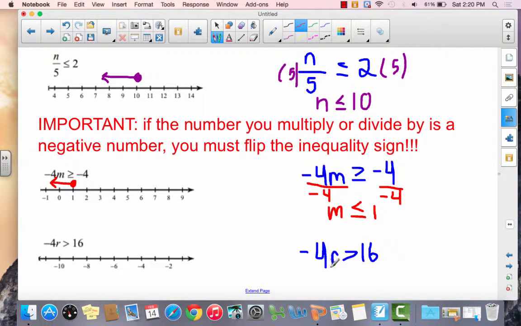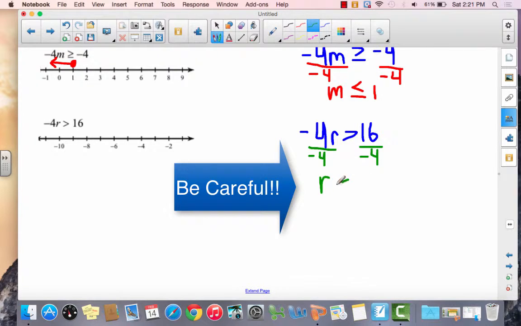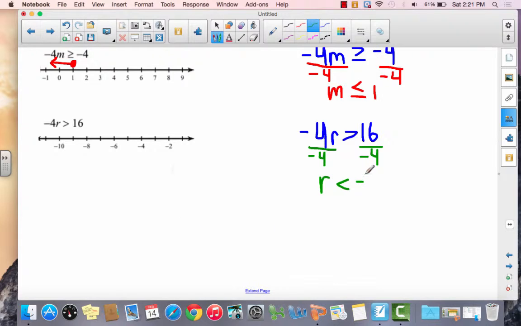One more example. Again, you're going to notice that I'm dividing by a negative here. So divide by negative 4 on the left, divide by negative 4 on the right. I'm left with r. I divided by a negative, so my sign flips. 16 divided by negative 4 is negative 4. Now this time, r is only less than negative 4. Negative 4 itself is not an answer. So to show that, I'm going to leave an open circle on the number line, and less than comes to the left.